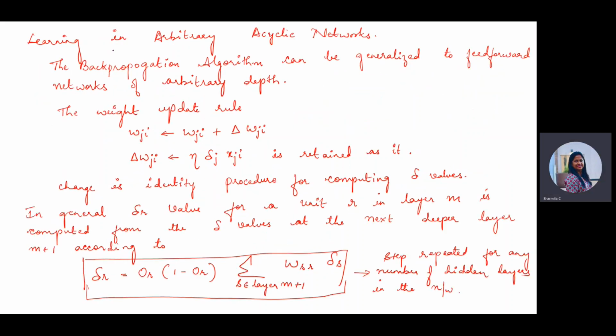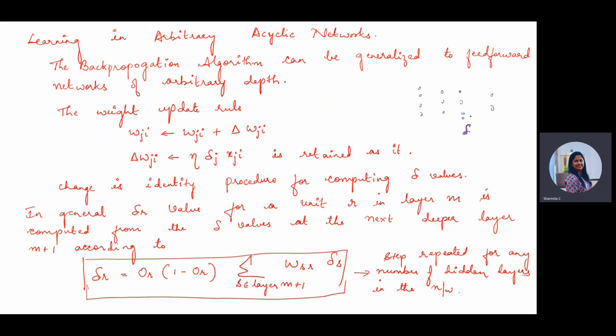Now, learning in arbitrary acyclic networks. The backpropagation algorithm can be generalized to feed-forward networks of arbitrary depth. Instead of having one hidden layer and an output layer, if we have more than one hidden layer, then the weight update rule is retained as it is. The change is in the procedure for computing the delta, the error term. Each time we update, the error term formula changes at each layer.